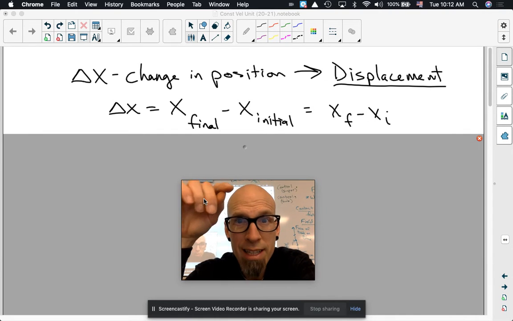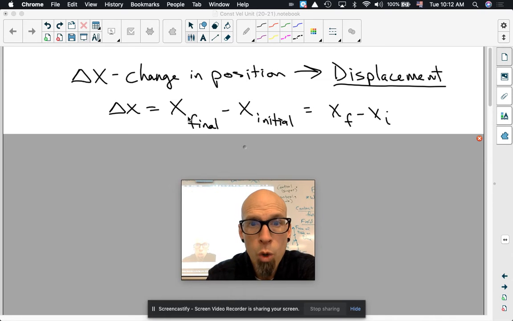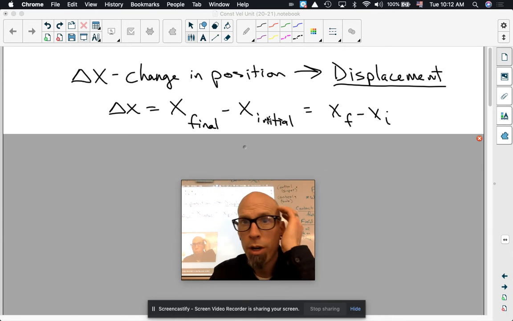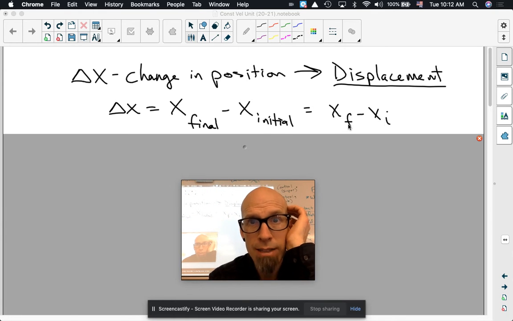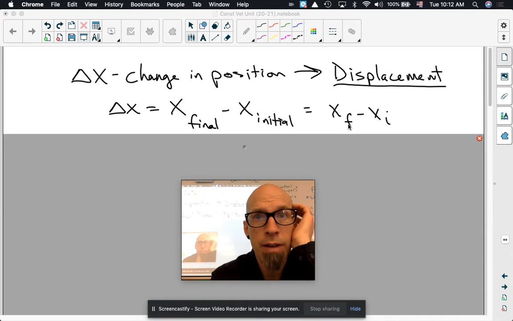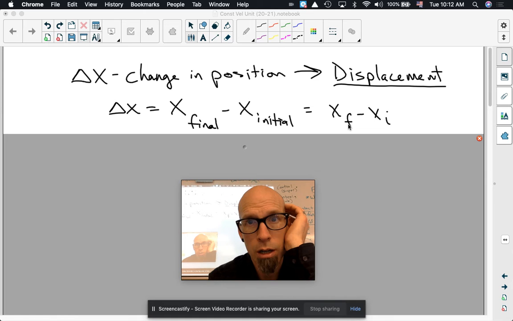So this is how this works. The delta x, or the change in position, is where you ended minus where you started. Now, final position, that's what the xf symbol is, the final position. That's your position at the end. If you take away from that where you started, then you figure out how much your position changed. It's my final, where I ended, minus where I started. End minus start. Final minus initial.